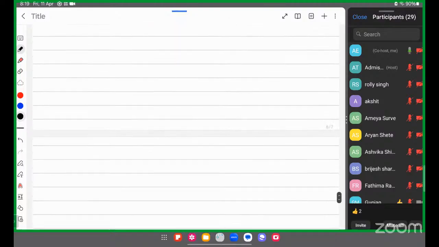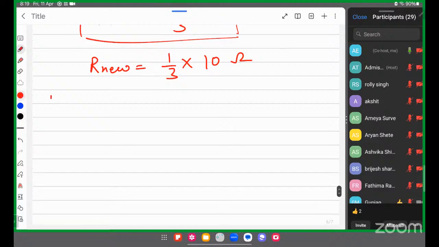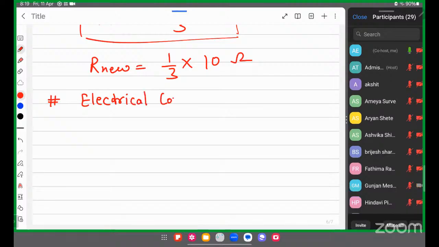Next we have a simple quantity which is known as electrical conductivity. What is electrical conductivity? Electrical conductivity is given by sigma and it is the reciprocal of resistivity. Reciprocal of resistivity is known as electrical conductivity.